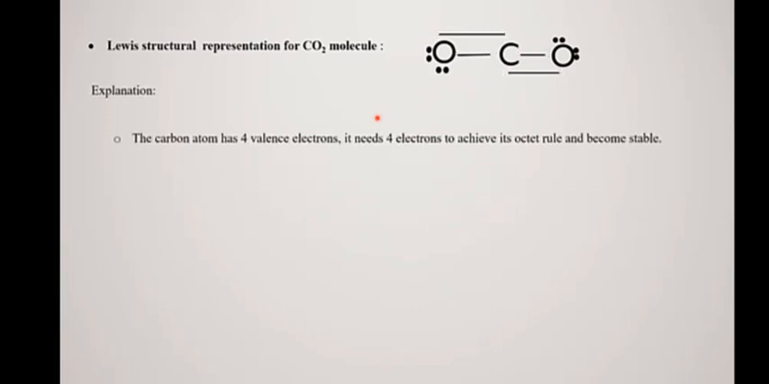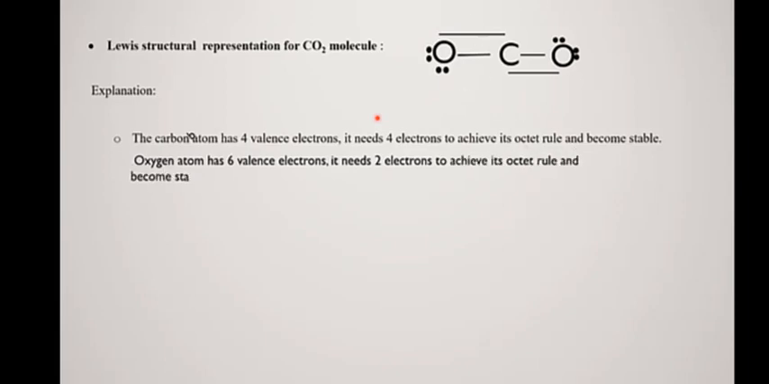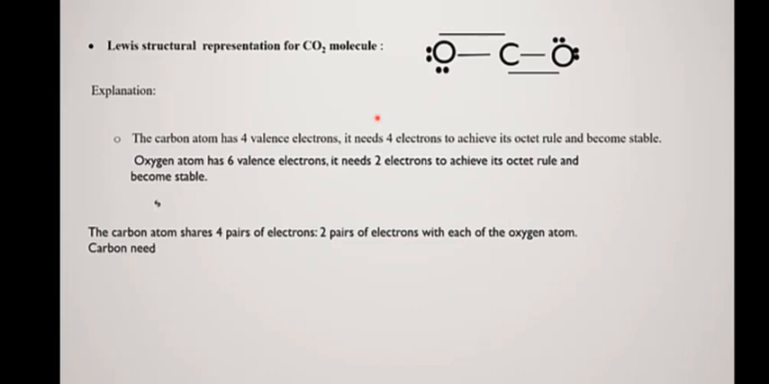The carbon atom has 4 valence electrons. It needs 4 electrons to achieve its octet rule and become stable. Oxygen atom has 6 valence electrons. It needs 2 electrons to achieve its octet rule, to be saturated by 8 electrons and become stable. The carbon atom shares 4 pairs of electrons, 2 pairs of electrons with each oxygen atom. Carbon needs 2 oxygen atoms to form a stable covalent compound CO2.